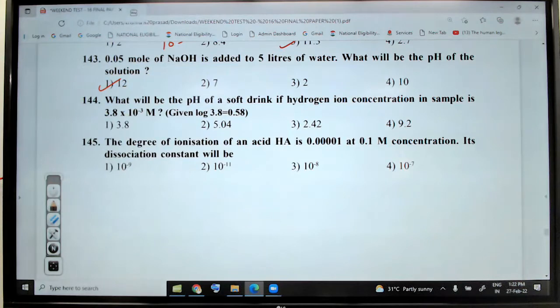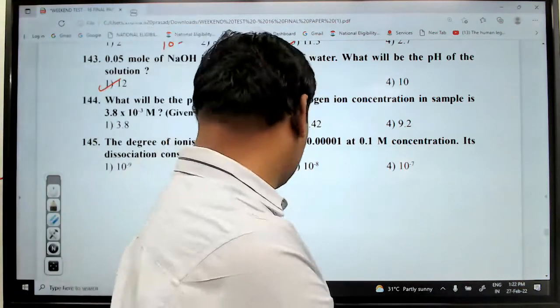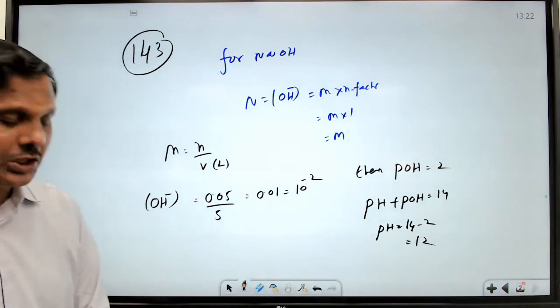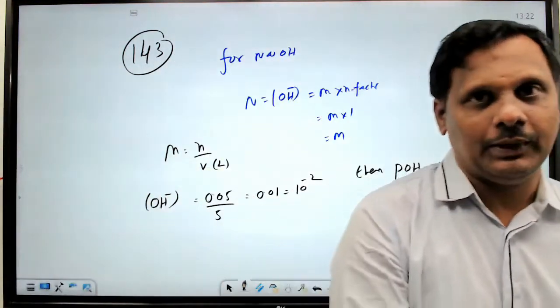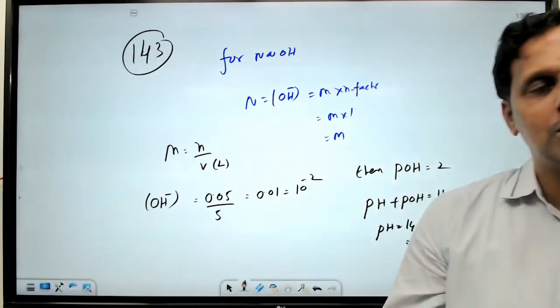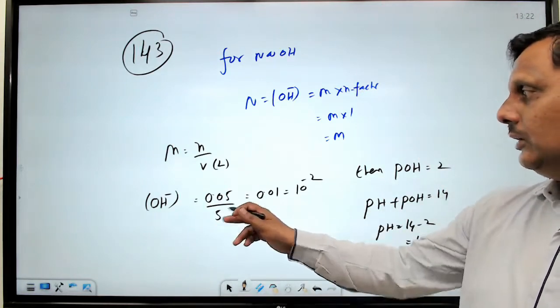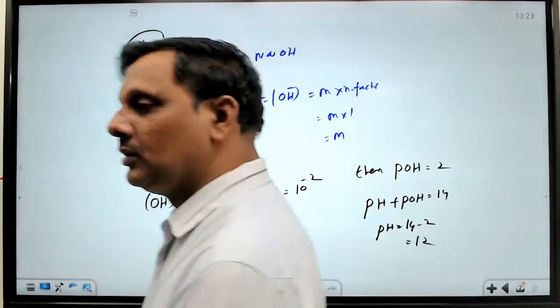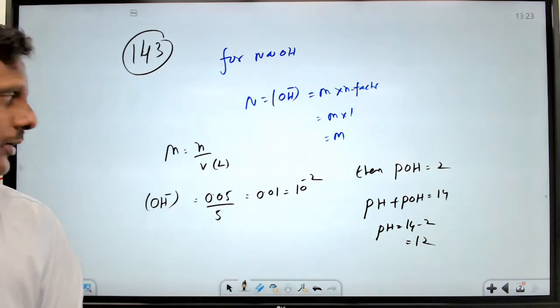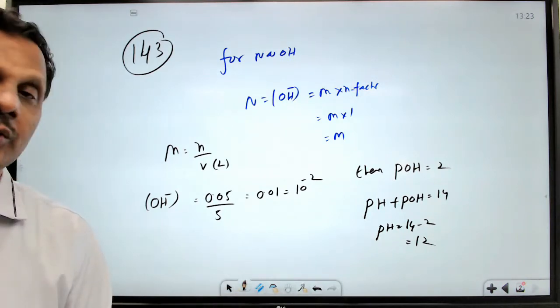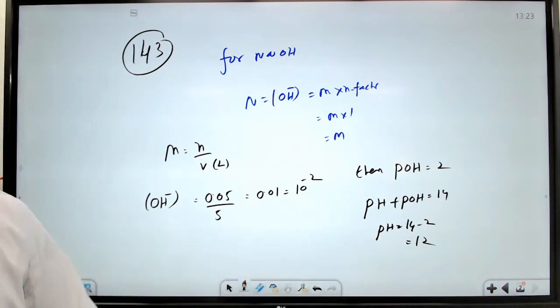Next question number, have a look once. For NaOH, molarity and normality both are the same. So number of moles are given, we calculate molarity. Molarity is equal to normality, 10 power minus 2. So OH minus is equal to 10 power minus 2. Then pOH is 2. Then pH plus pOH is equal to 14, so pH is equal to 12.